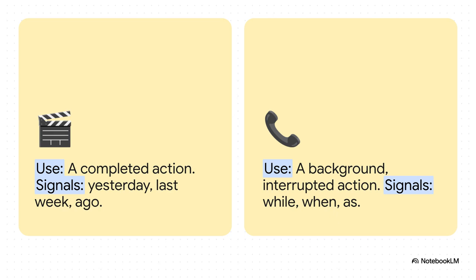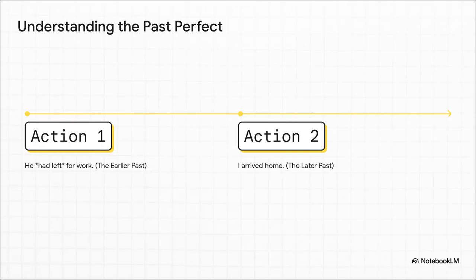In the sentence, I was cooking when you called, the cooking was already in progress, right? And then the call interrupted it. So the past continuous is what gives you the context. Okay. I want you to think of the past perfect as your own personal time machine. It lets you talk about a past that happened before another past event. This timeline makes it so clear.